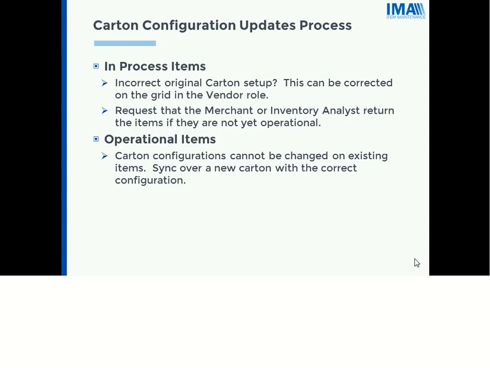And if it has been approved through your role but it's not yet operational, you can just ask your merchant or inventory analyst to return those items to the vendor role. Then they'll show up in your returned items task list, and you can put them on a grid from your returned items task list, update that carton configuration and then reapprove it. Now, if the items are already operational, you typically cannot change carton configurations on existing items. If you need to update that carton configuration, then you would sync over a new carton with the correct configuration.